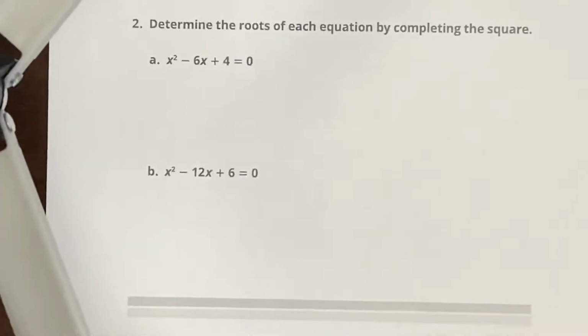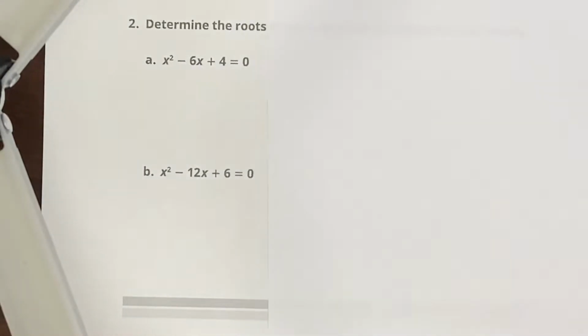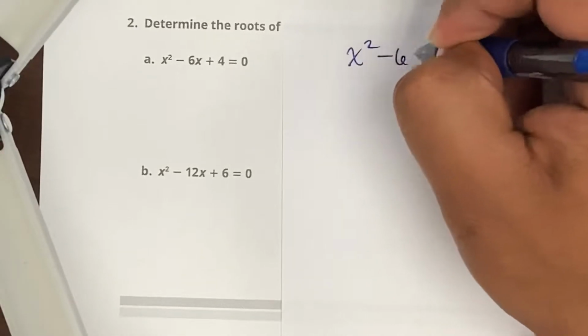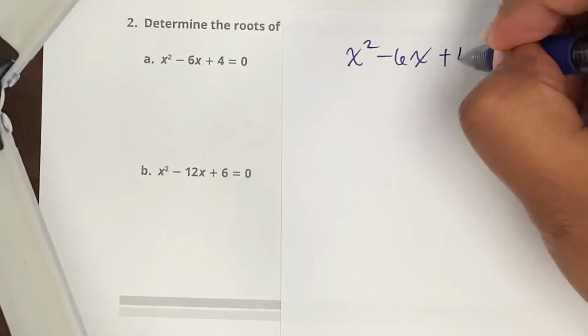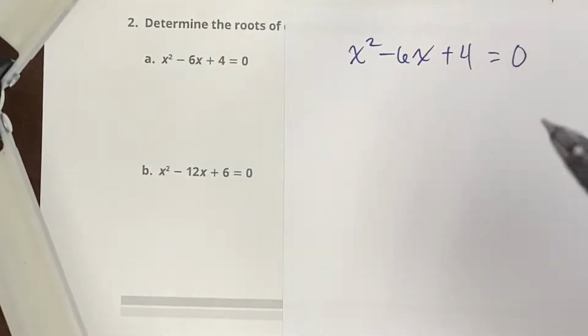I am going to use a separate sheet of paper for this just because I wanted some room. So I'm just going to copy it over, and then I'll make sure that we can do it together correctly. So x squared minus 6x plus 4 equals 0. And then let's solve. Here we go.